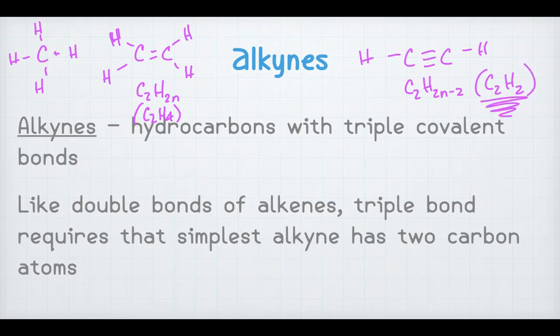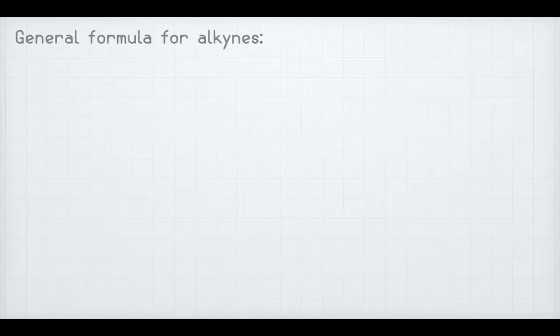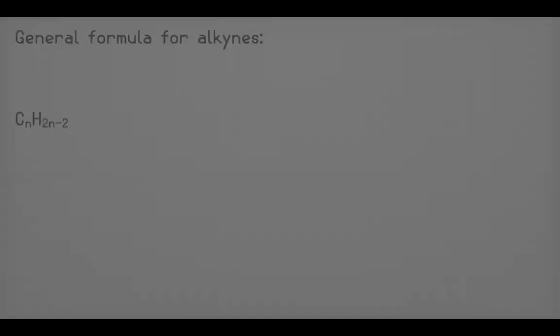So again, if you see the formula and I ask you, is that an alkane, alkene, or alkyne, you use these general formulas. The only difference is you can't, from the general formula, tell the difference between an alkene and a cycloalkane, because both of them have the formula CnH2n.